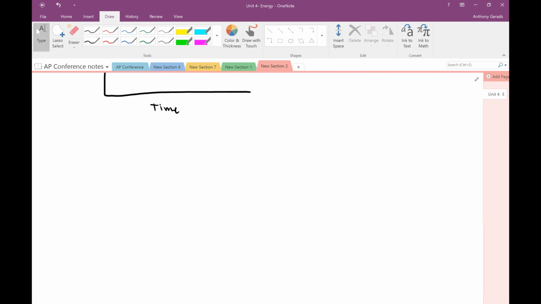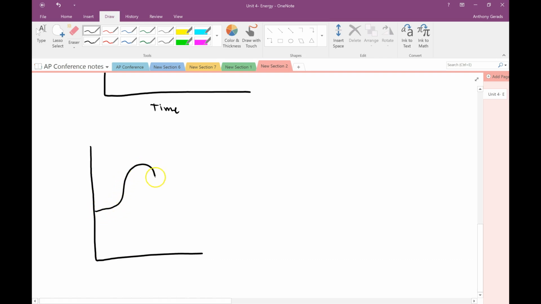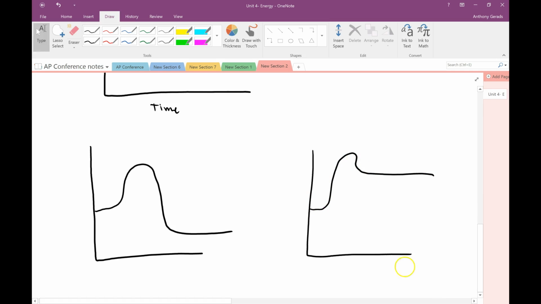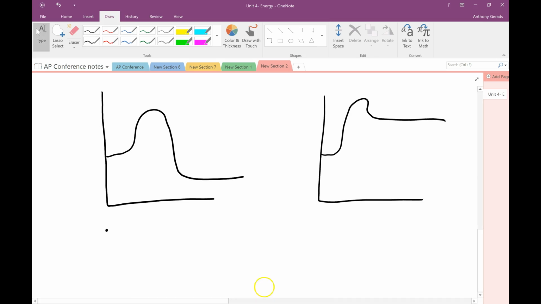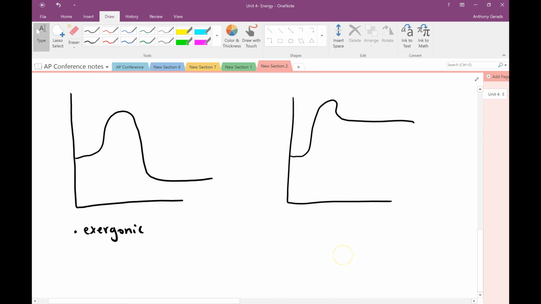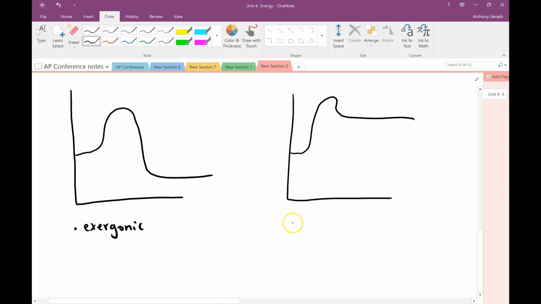So now we're going to look at these two diagrams. If I look at this one, it goes like that, and I also look at this one, and it goes like that, okay? So I'm looking at both of these. The one on the left, did it give energy off or did it take energy in? Look at the end compared to the beginning. Do I have less than I started with or more? I have less. If you have less of something, did you give something away or did you take it in? I gave it away, so this one right here is going to be exergonic. The one on the right, I have more than I started with, so I took it in, meaning it's going to be endergonic.